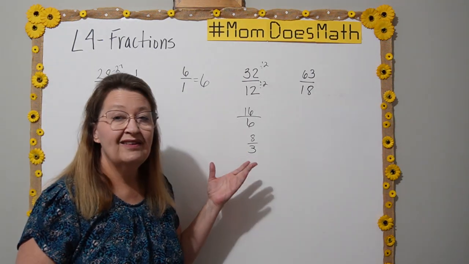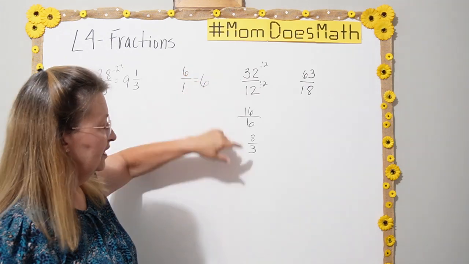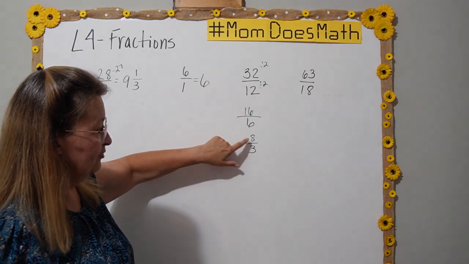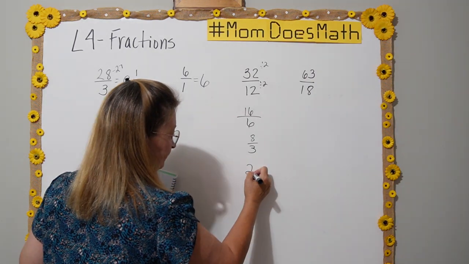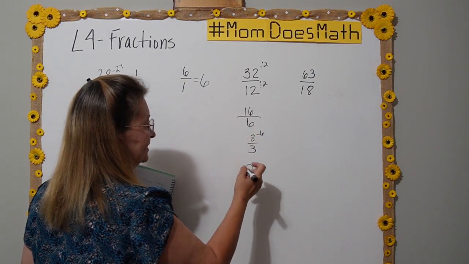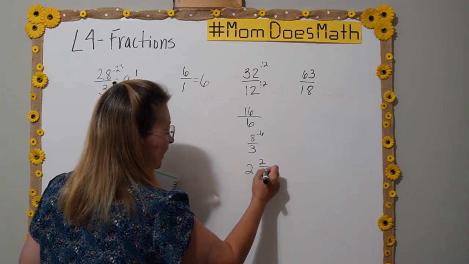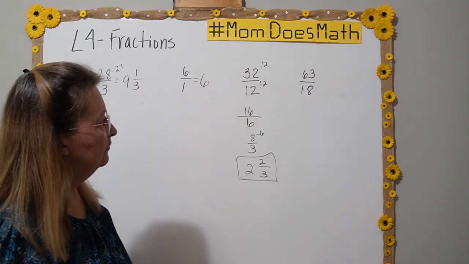And like I said, you don't even have to do this. You can just say, how many times will 12 go into 32? But we're going to say, how many times will 3 go into 8? Well, 3 will go into 8 2 times. And 2 times 3 is 6, so I'm going to say 8 minus 6 is 2. And then I'm going to use my original denominator, okay?